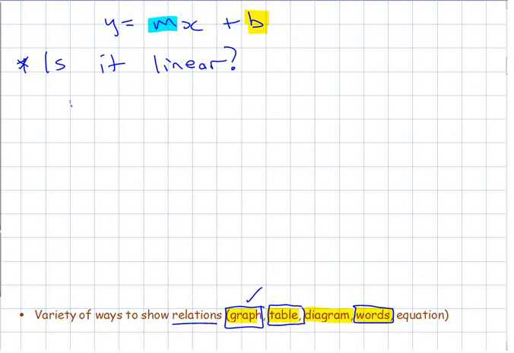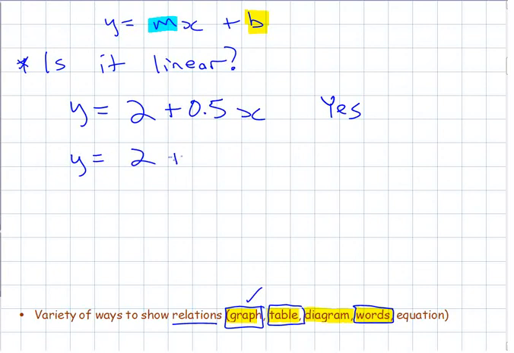Is it linear? So we already saw if somebody said y equals 2 plus 0.5x, the answer was yes. If we said 2 plus 0.5x squared, the answer is actually going to be no here. As soon as you have a variable squared there.